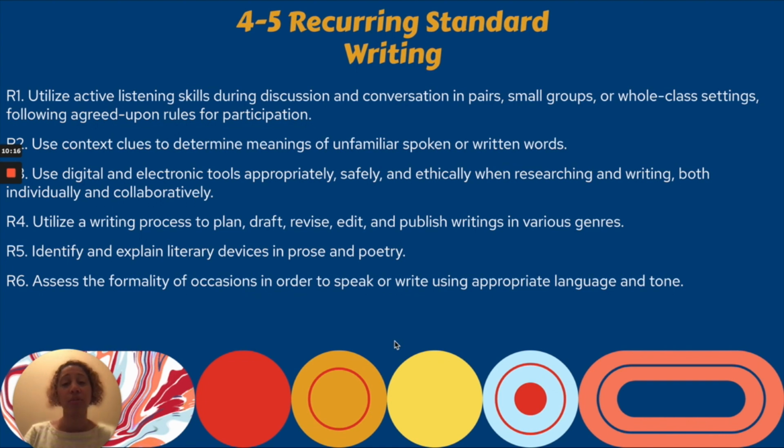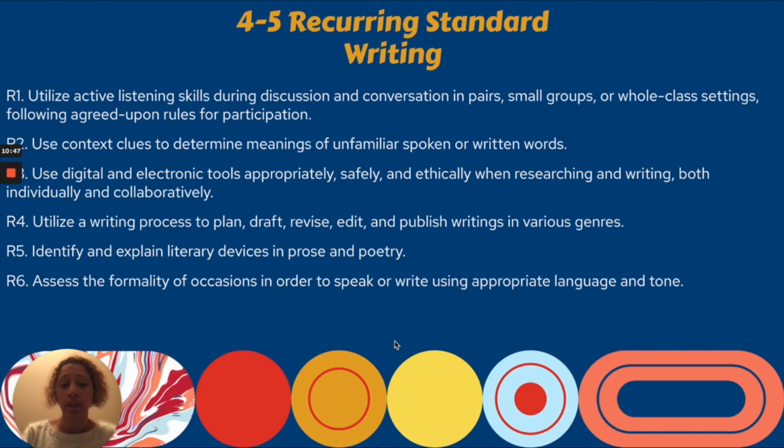Now we're going to talk about the 4th and 5th grade recurring standards in writing. They are very similar. R1 is very similar. R2, as you can see, is starting to get a little bit higher of a standard. Use context clues to determine meaning of unfamiliar spoken or written words. So now students are using that background knowledge, which is imperative because they cannot use a context clue if they don't have enough background knowledge to understand the context.